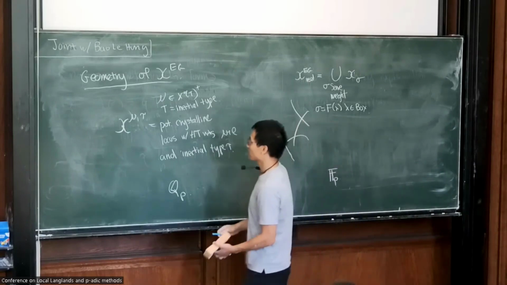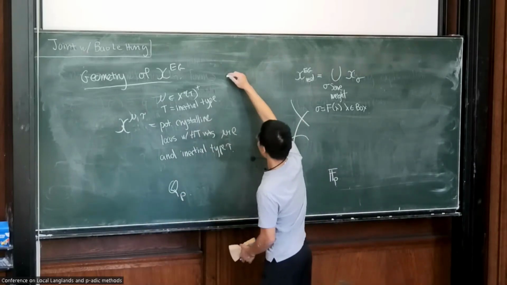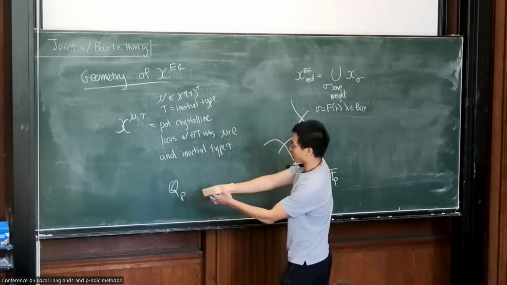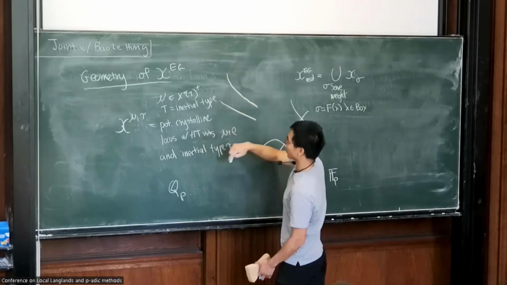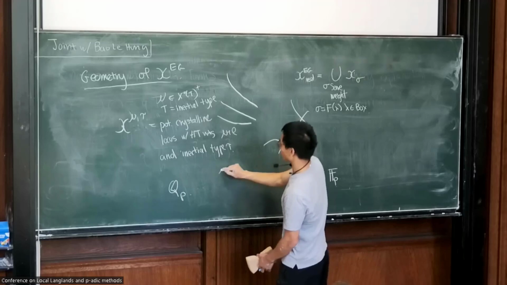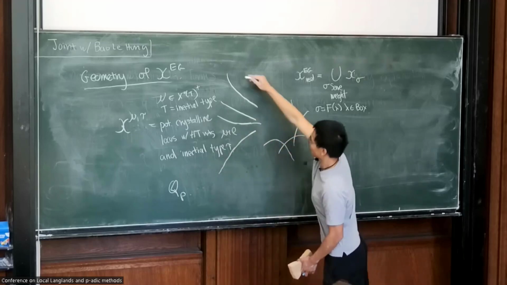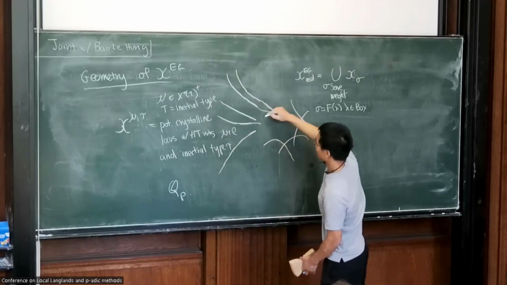So among these characteristic 0 Galois representations, of course, ones with different Hodge-Tate weights are all different. So I'm going to just draw them like this. So there's an infinitude of all these loci.